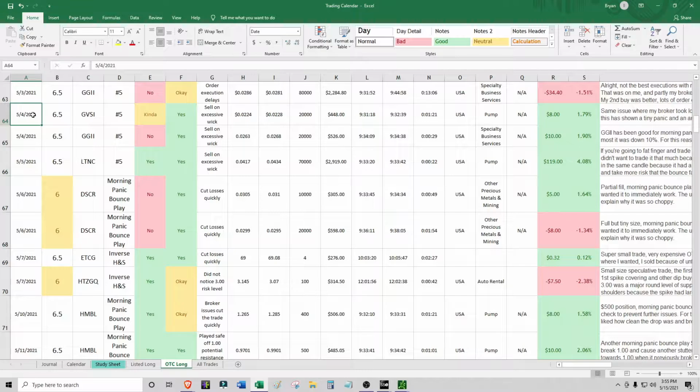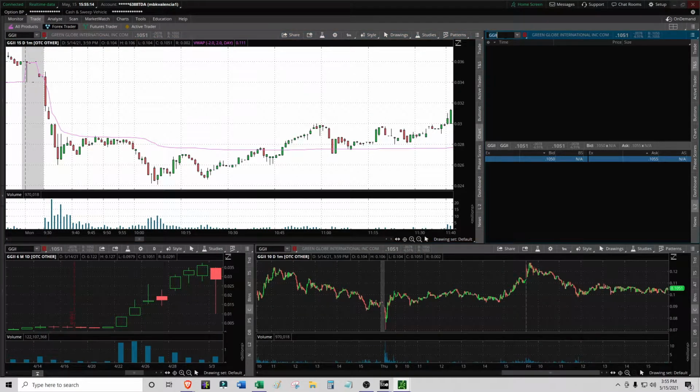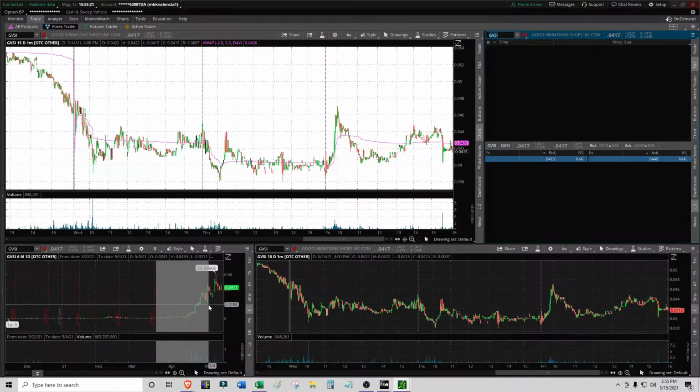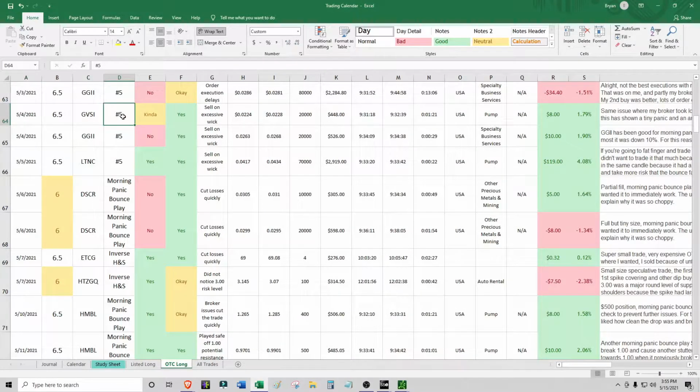Now we're going into May the 4th, GVSI. So GVSI, let's look at May 4th. May 4th is right here, so it looks like it's having a nice uptrend, 2 red days, and boom, we have a nice green day from here. So let's go ahead and see what the setup was.